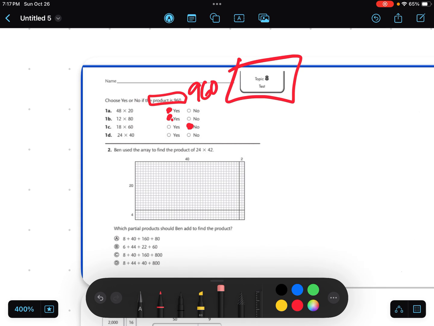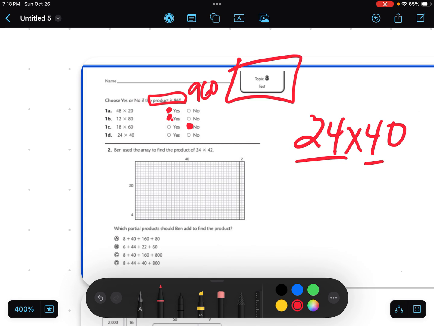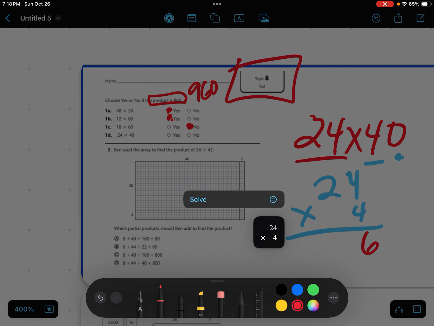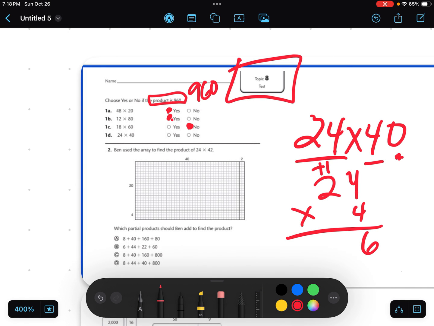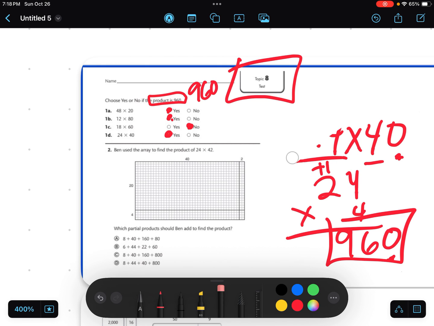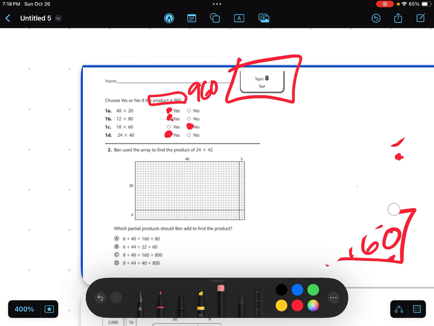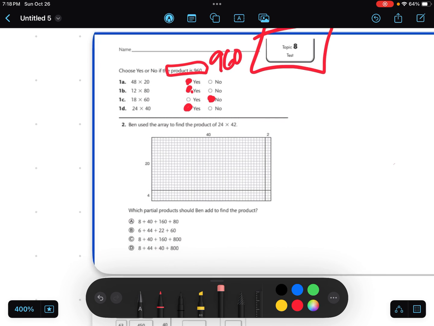Remember, product is the answer to a multiplication problem. All right, and then finally, we have 24 times 40. 24 times 4 for the base numbers. So I have 24 times 4. 4 times 4 equals 16. 4 times 2 equals 8 plus 1 equals 9. I add a 0 at the end, and yes, that also gives us the answer 960.